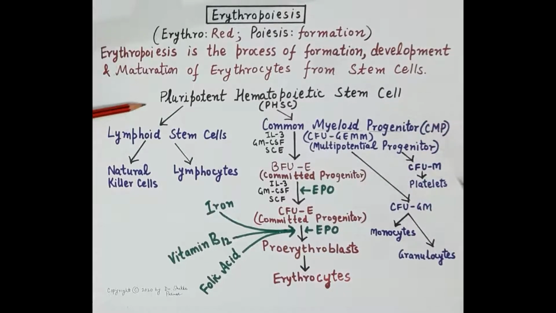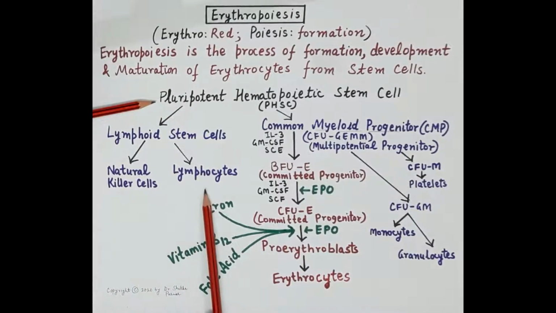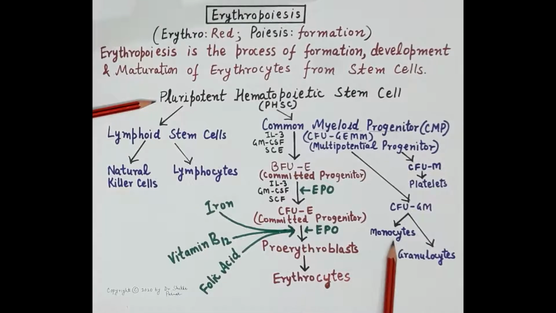Now pluripotent hemopoietic stem cells, these are the primary cells found in the bone marrow. These pluripotent hemopoietic stem cells are termed as pluripotent because they have the potential to form all the types of blood cells. They can develop into natural killer cells, lymphocytes, erythrocytes, monocytes, granulocytes as well as platelets. And therefore these stem cells are termed as pluripotent hemopoietic stem cells.